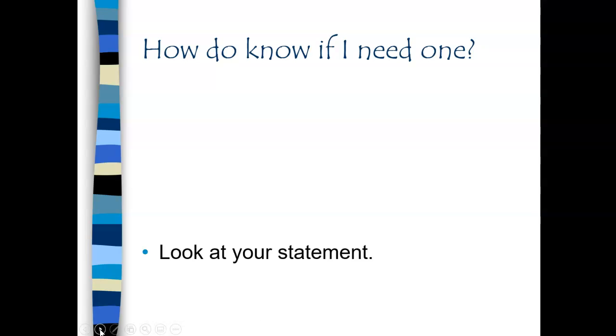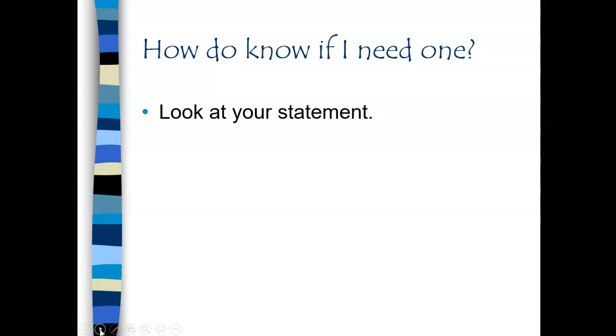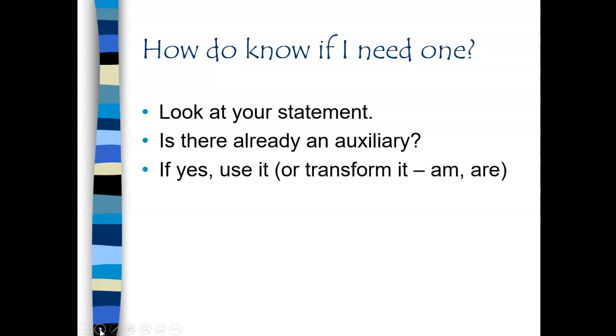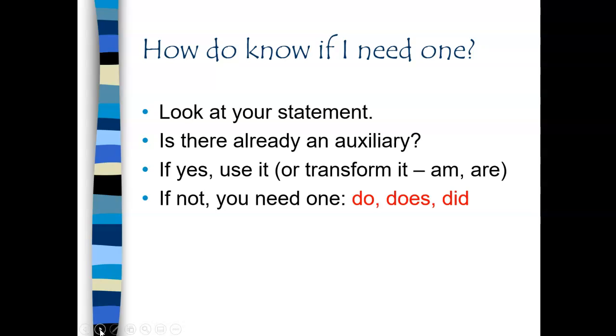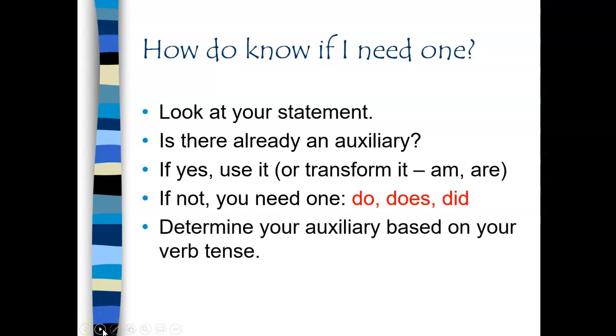So how do you know if you need an auxiliary? I know that we've been through this before, but it's just good to review. You look at your statement, and you say, is there already an auxiliary? So yes, if there is one, you want to use it, or maybe transform it, for example, am to are, because you want to make a logical statement. And if you don't have an auxiliary, then you need one. And your three choices are do, does, and did. That's it. So you determine your auxiliary based on your verb tense. For example, if I say I ate a sandwich for lunch today, my verb ate is in the past tense, so my auxiliary also has to be in the past tense. What did you eat?